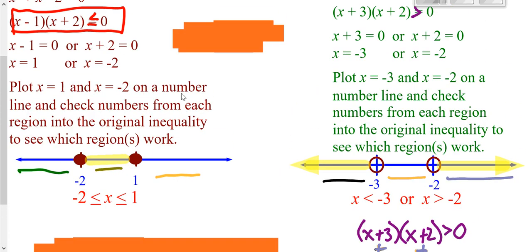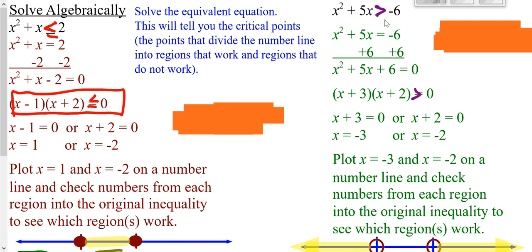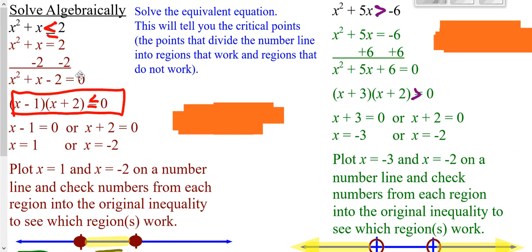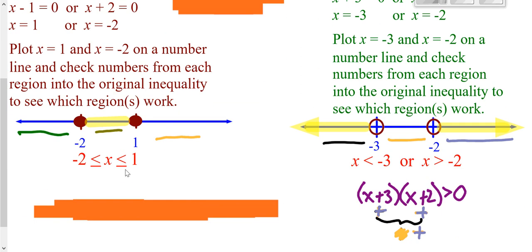Now notice up here, there was no equal to, only a greater than. So notice that these don't have a greater than or equal to, there's no equal to here. Now over here, I had a less than or equal to, so that means I'm including my endpoints, so they both have the equal to part here.